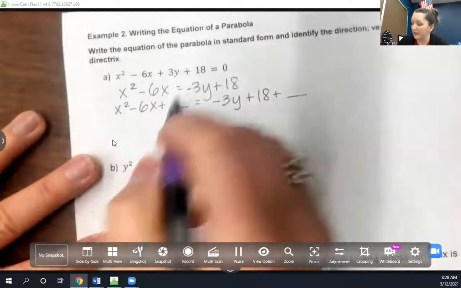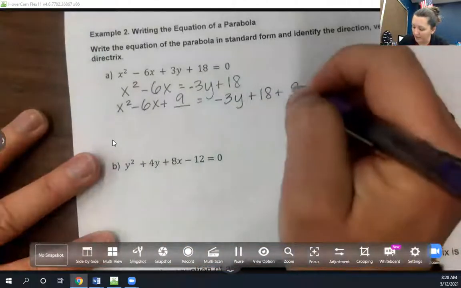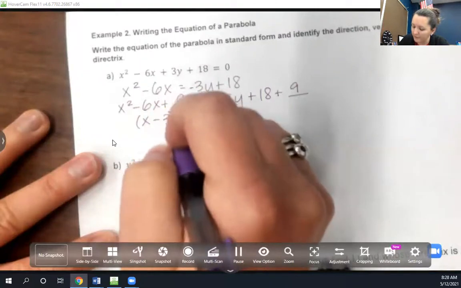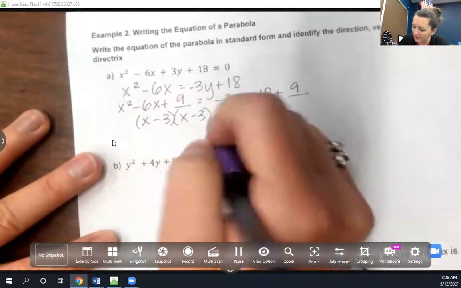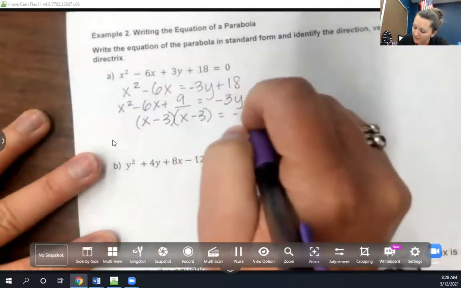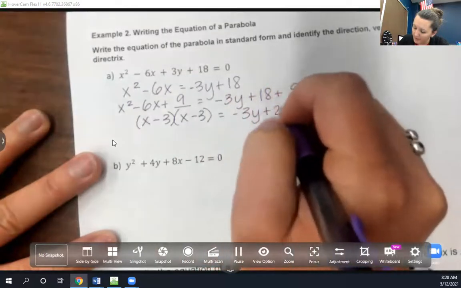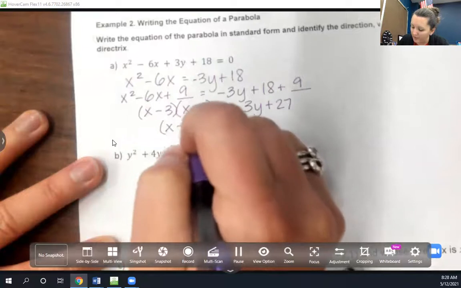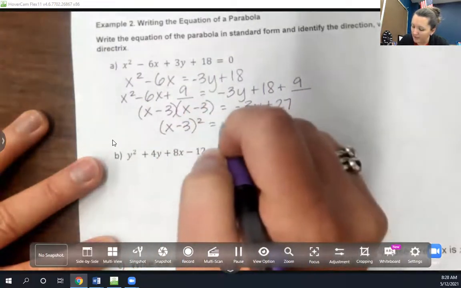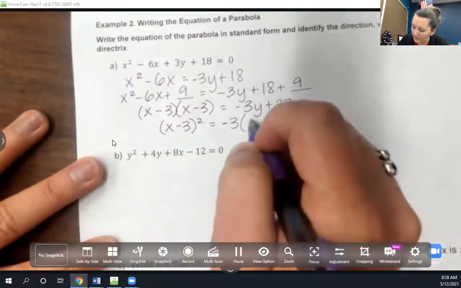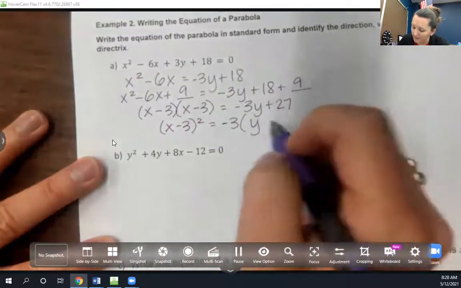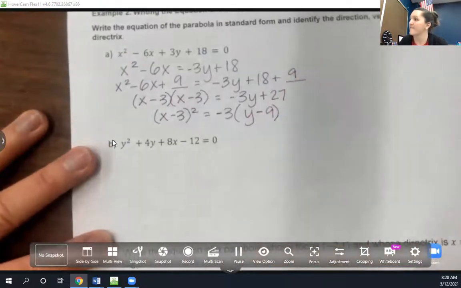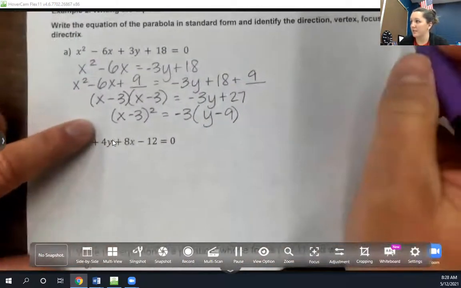I know that it's going to be 9 here, so I'm going to add a 9. Write this in factored form, x minus 3 and x minus 3 equals negative 3y plus 27. Now let's write this as a squared binomial, x minus 3 squared. And I'm going to factor out a negative 3, so this becomes y minus 9, right? This kind of tells us some information.